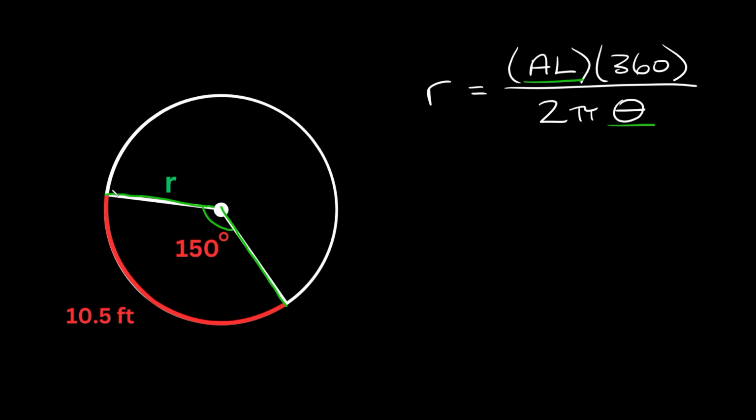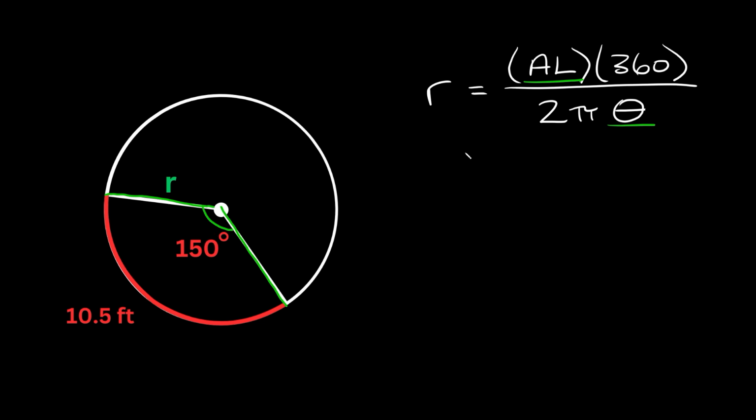Okay, because for example, if we were given the length of this arc instead, let's just say that was whatever, 20 feet. Okay, which arc length would we want to use, 10.5 or 20? Well, we would want to use this 10.5 because our central angle opens up to this specific arc length. Okay, so with that in mind, let's plug in what we know into our formula.